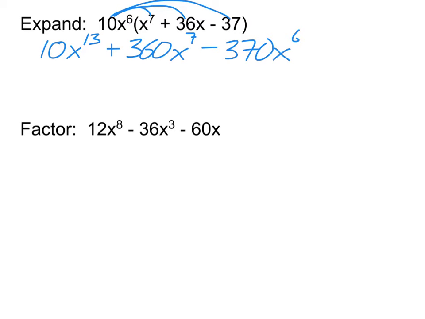And then for the second problem, our factoring problem, it's doing the exact same thing as what we just did, except that it's going in reverse. It's going from something without the parentheses to something that does have the parentheses in it. So in order to factor that, I first look at each of the numbers, 12, 36, and 60. What can I divide all three of those by? 6. So I'm going to start by writing a 6 out front.